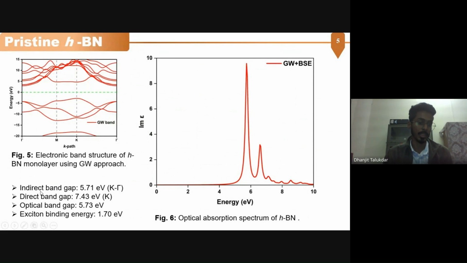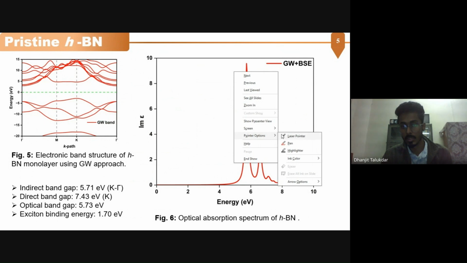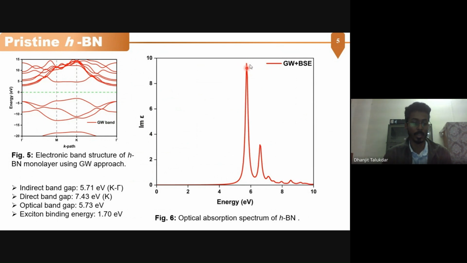So we have seen that the indirect band gap is around 5.71 electron volt, direct band gap 7.43 electron volt. If we look at the optical band gap, it is lying around here, which is shown around here. So this is the optical band gap. If we subtract this optical band gap from the direct band gap, we get the exciton binding energy of the material, which is around 1.70 electron volt.